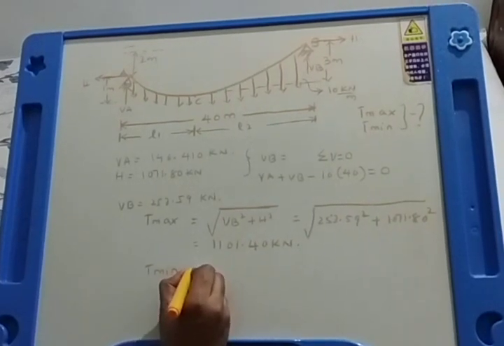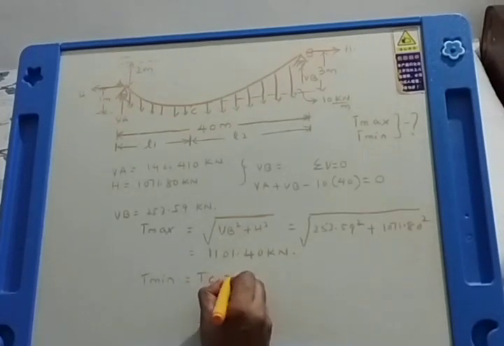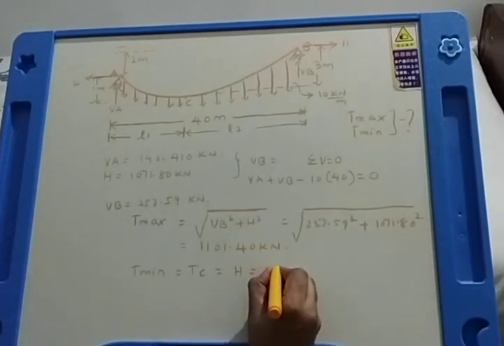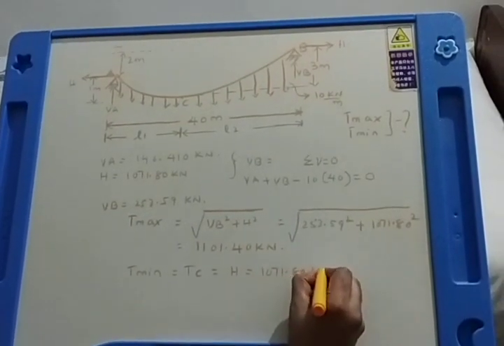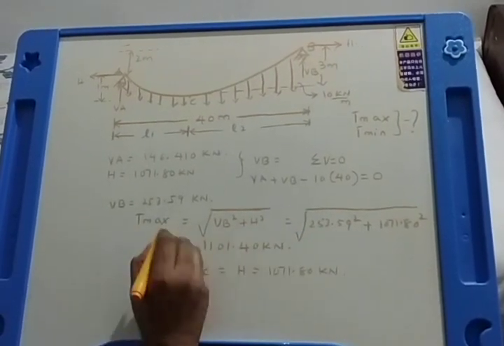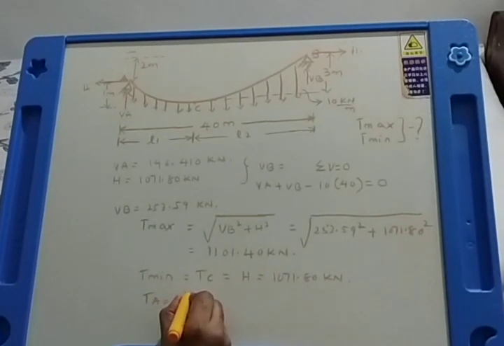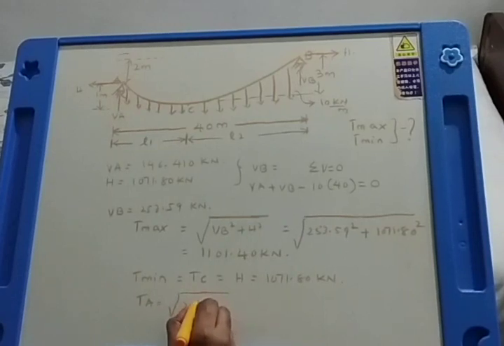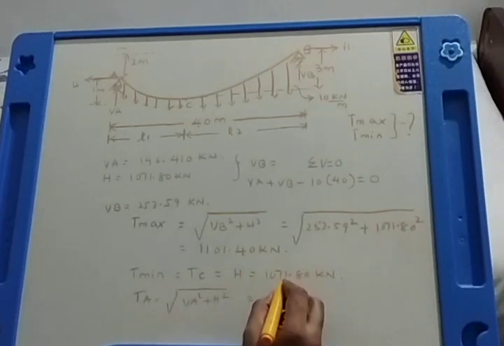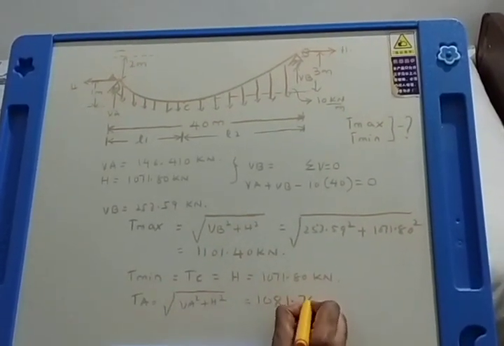If this is Tmax, you know already what T minimum is. T minimum occurs at the lowest point of the cable, that is at C, that is TC, which is always equal to H, and that is equal to, we know already H, 1071.80 kilonewton. You also can find out TB. Sorry, TB is already found out. Tmax is TB. You can also find out TA if required. That is equal to root of VA square plus H square. That is the tension at A, and this will naturally be lesser, 1081.76 kilonewton.